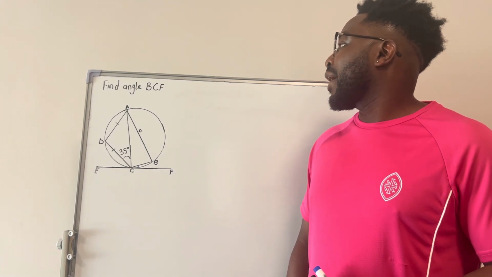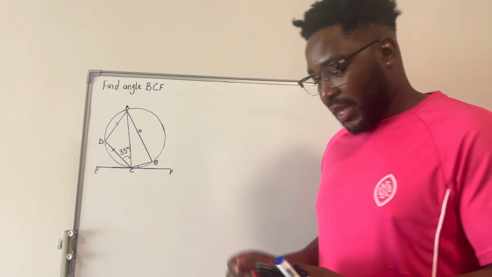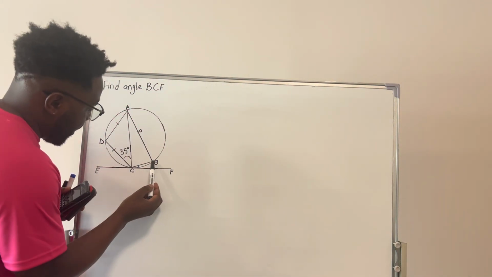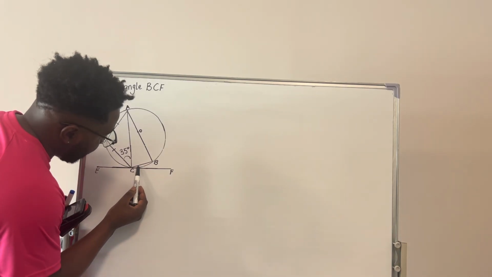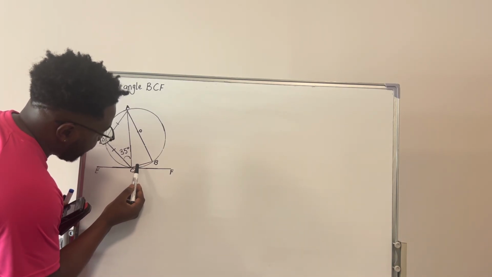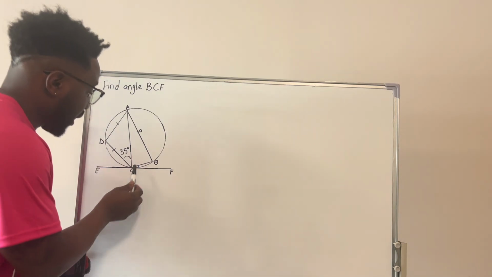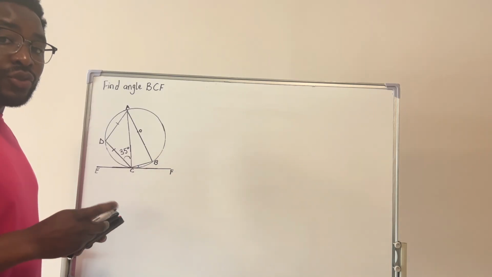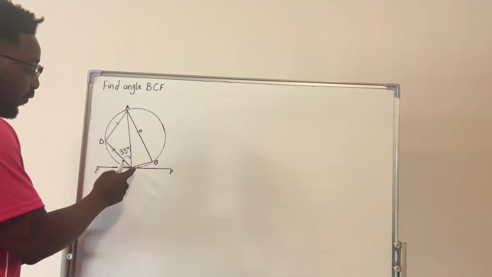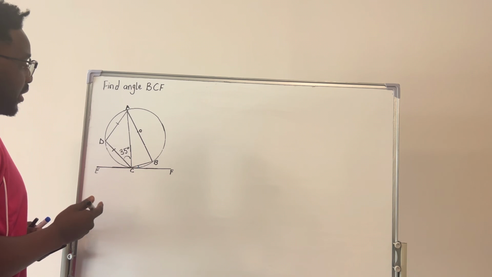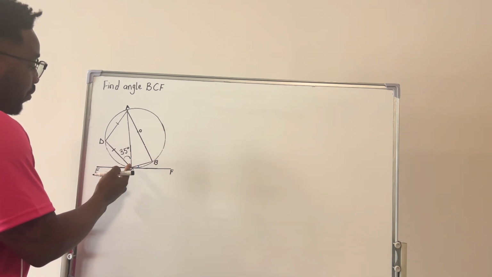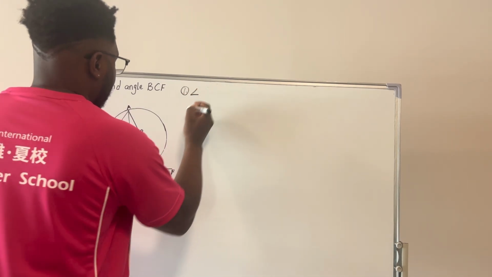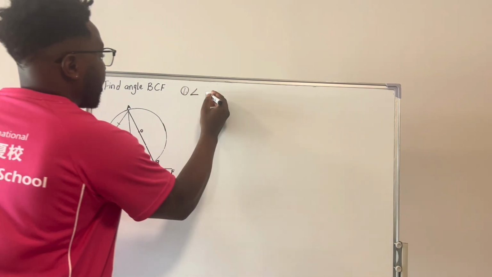Now let's look at our last question over here. The question reads, find angle BCF. Angle BCF is this angle right here that I have marked with my blue marker. I hope you guys are able to see it. So this is the angle that we are required to find. The first thing that we have to do to help us find angle BCF is find angle CAD. So our first step would be finding angle CAD.